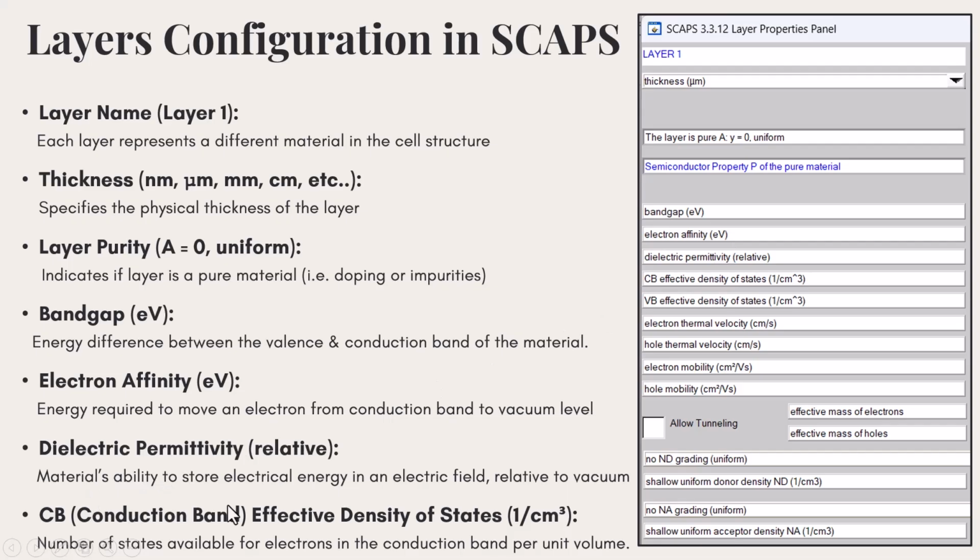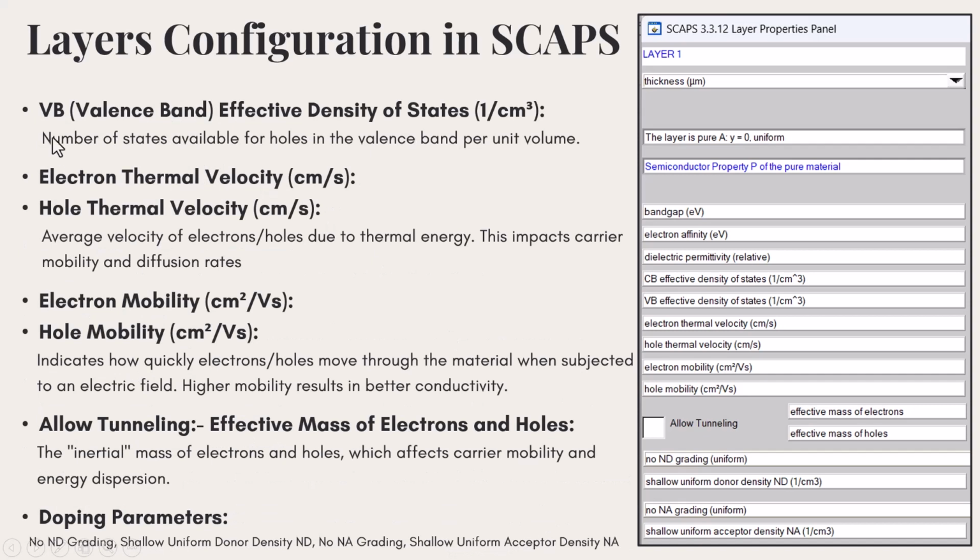We have the conduction band effective density of states. This is the number of states available for electrons in the conduction band. We have also the valence band effective density of states. You can see it here. This parameter also has to be entered, similar to the conduction band effective density of states. It is the number of states available for holes in the valence band per unit volume.